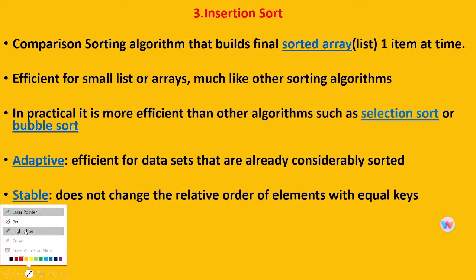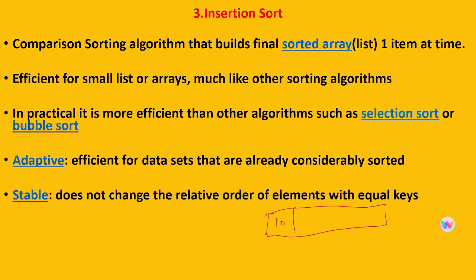For example, if an array has the same key elements, suppose 10, 12, 12 and 13. When you apply insertion sort, the first element will be considered the A element, then the B element, C element and D element. After applying insertion sort, whichever 12 was at the B position will remain there only, and the other 12 will remain at the C position only. They won't get changed. This one won't come over here, this one won't go over there. So it does not change the relative ordering of the elements with equal key values.